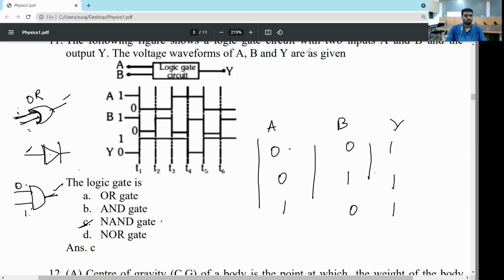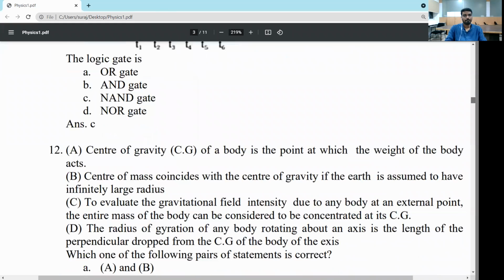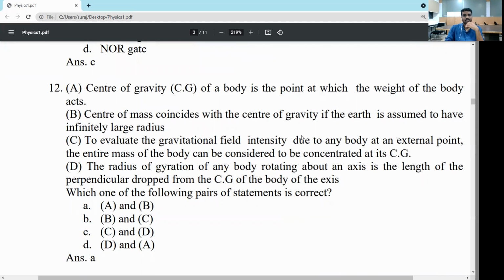Next. Question number 12. Center of gravity of a body is the point at which the weight of the body acts. B: center of mass coincides with the center of gravity if the Earth is assumed to have infinite radius. Nice question. Now you should know what is center of gravity and what is center of mass. See, center of mass is the point where all the mass gets concentrated, whereas center of gravity is the point where the net gravitational force is acting.